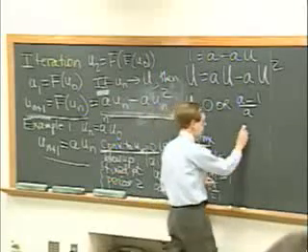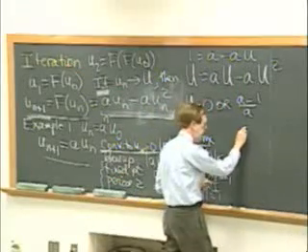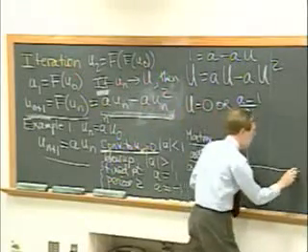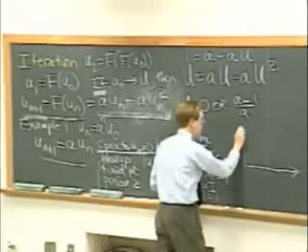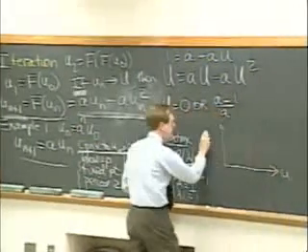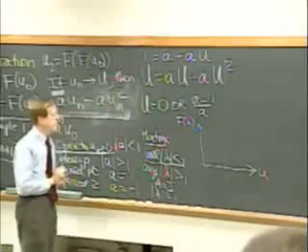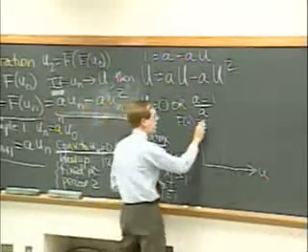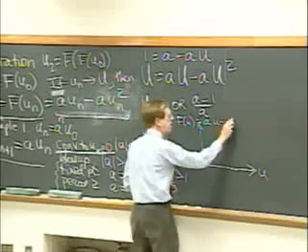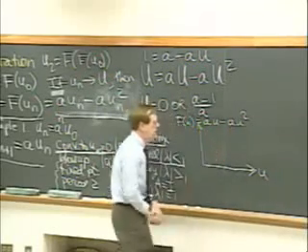Let me draw a picture. Oh, so here's the crucial picture in the whole subject. Okay, here's U, and here's f of U, which is AU minus AU squared. So I'm just going to graph AU minus AU squared. Start with that. All right.